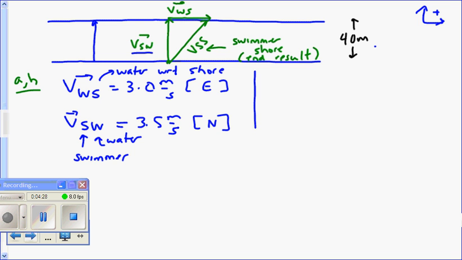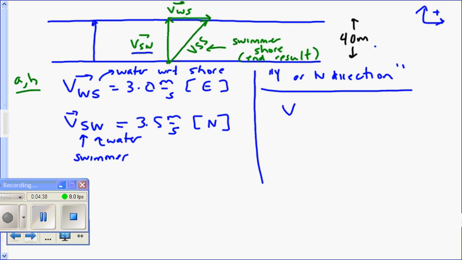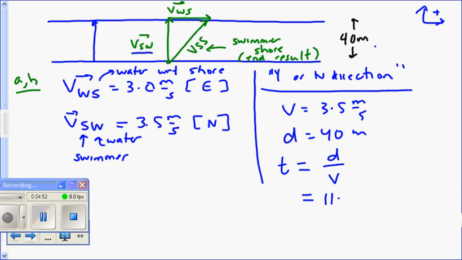So in the Y direction, or north direction, the velocity is going to be 3.5, and the distance is 40 meters. Therefore, his time is distance divided by speed, and it takes him 11.4 seconds to cross.